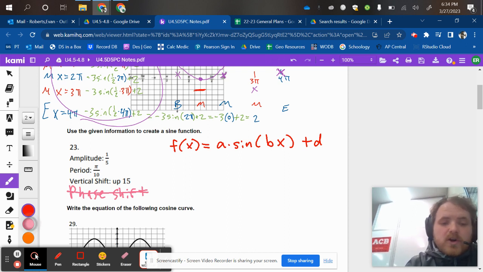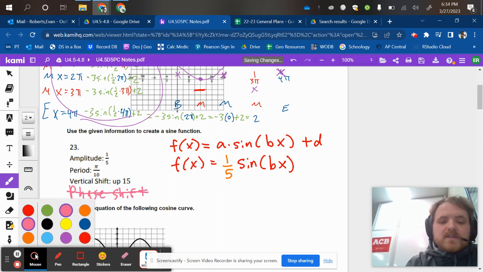So our amplitude is 1/5, making this become f of x equals 1/5 sine of, and the B value affects the period. So we're going to worry about that in just a second. And then the vertical shift is just up 15. So hopefully you're seeing that it's just a plus 15 on the end.